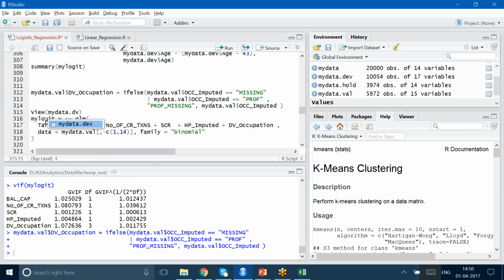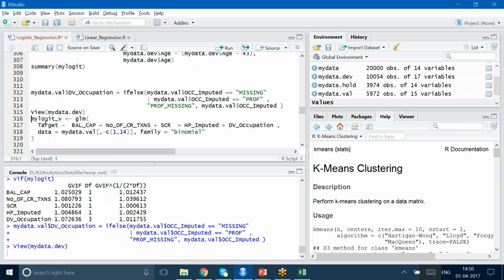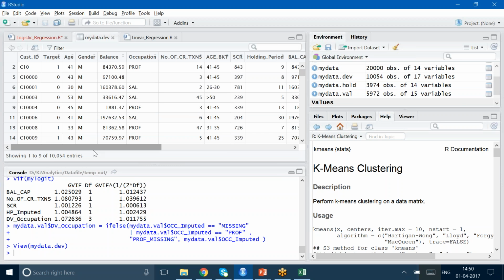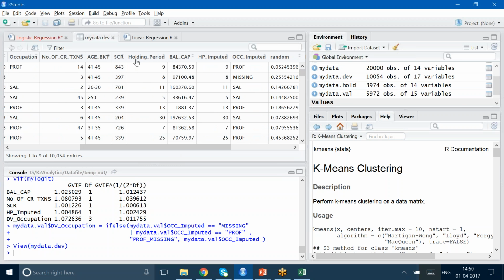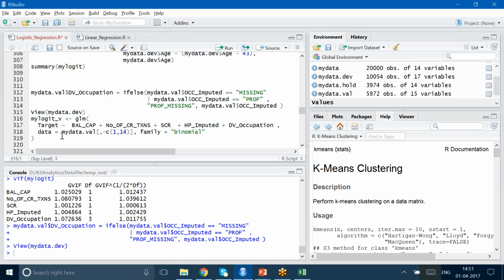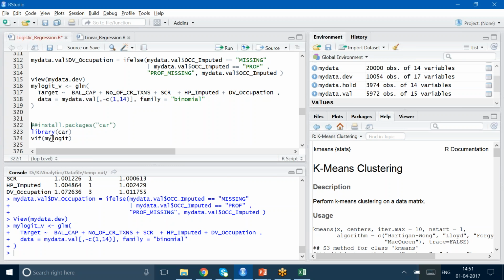No, that is a random number. We are dropping the first column because it's a customer ID, and the 14th is factor 8. This 14 is basically a random number. So that's the reason why we had put that minus 14 also, to do the splitting: development, validation, holdout. Okay. So I've run this on the validation sample.